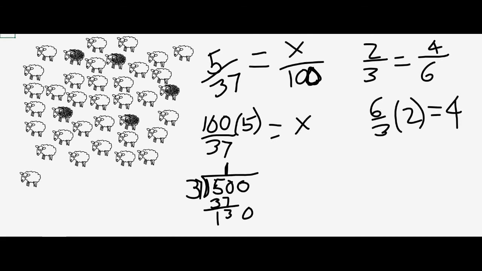And I look at my 37. 40 times 3 would give me 120. So I'm going to try 3 here. 3 times 37, 90 plus 21, 111, which is going to leave me 19. So I have 13, and we'll say a remainder of 19. X equals 13 and 19/37.